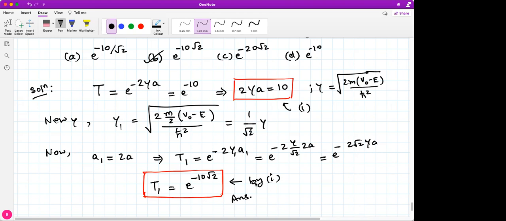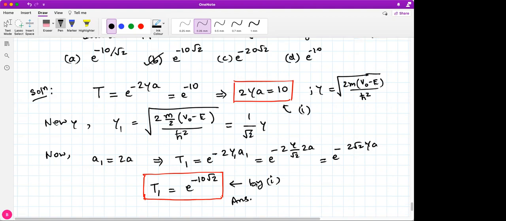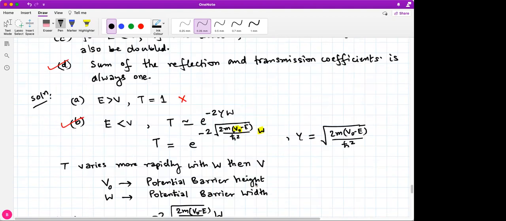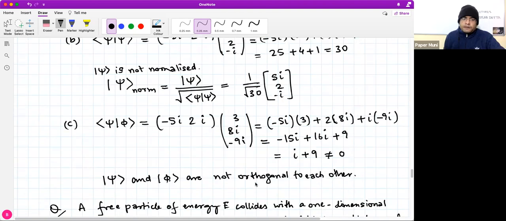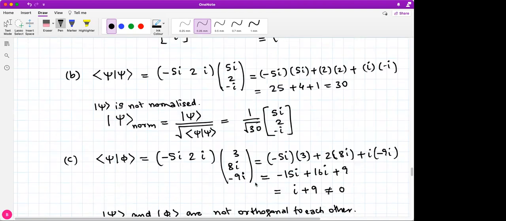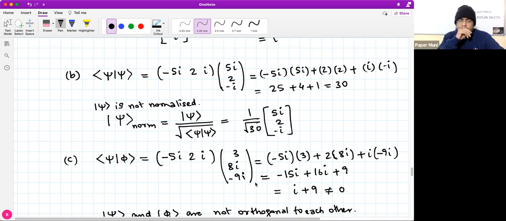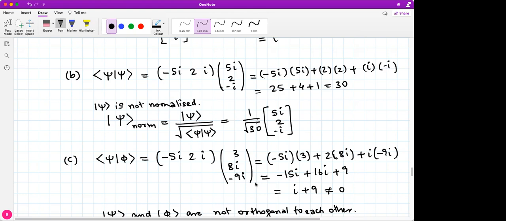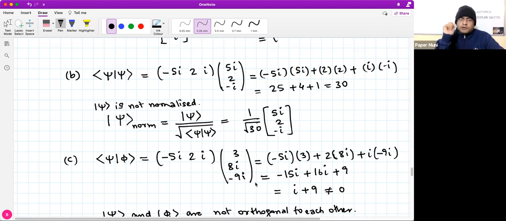Sir, hello. Yes. Sir, in the previous question, where we had to normalize psi, I have a doubt. When we took the inner product of psi, we got 30. So I was thinking we will take the normalization constant as 1/30, because we are expecting it to be 1 and it's 30.